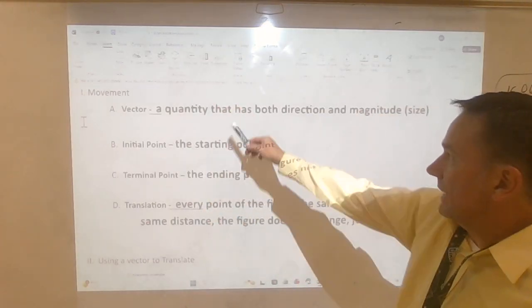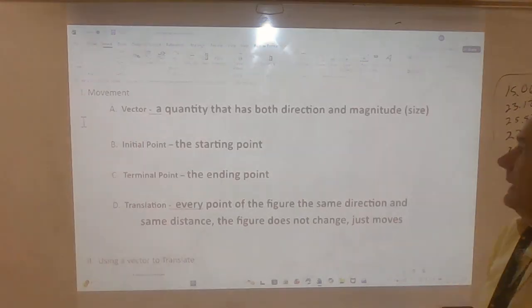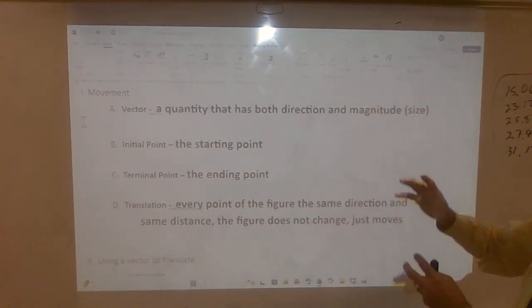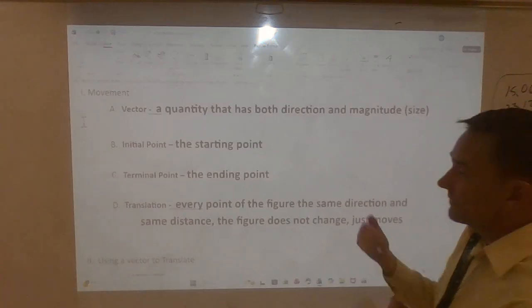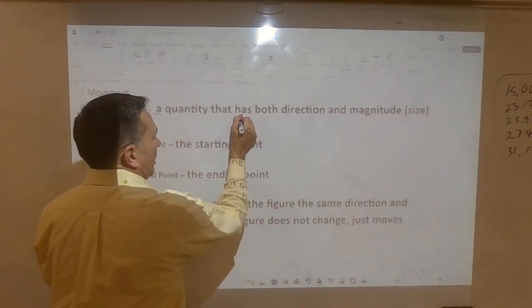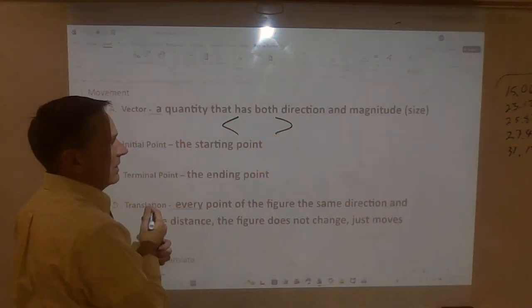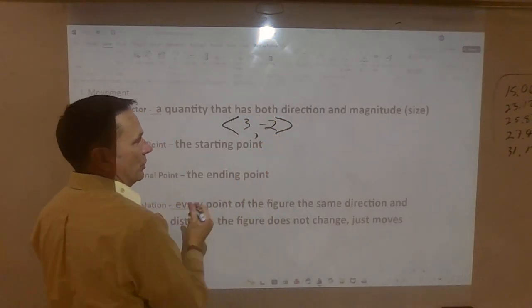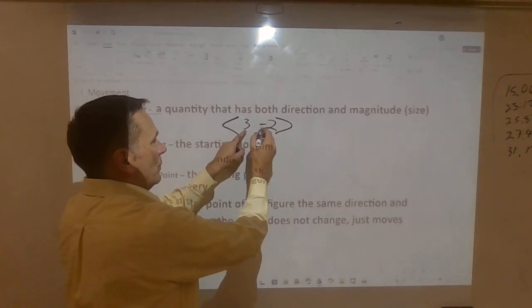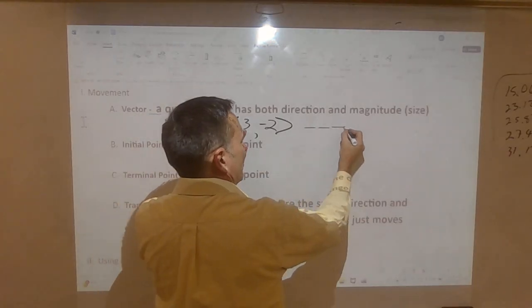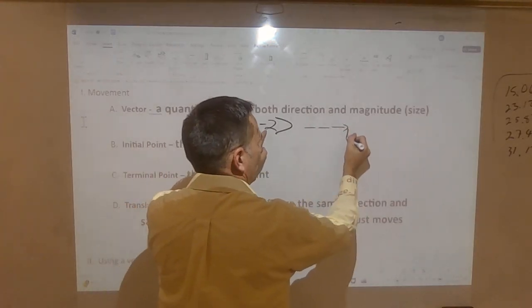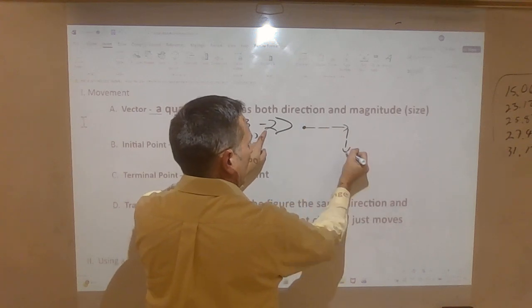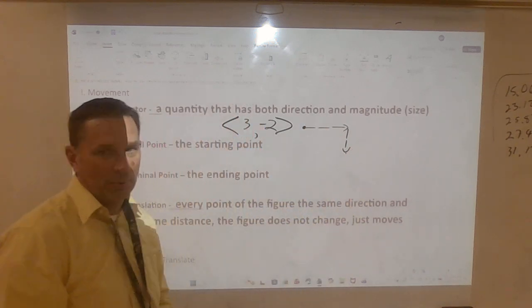The first one being a vector. Now, this has a quantity that has both direction and magnitude, which is also size or how long something is. We can just differentiate that vector with something like this, where if we have 3 comma -2, this is saying we're going to move this 3 spaces to the right and 2 spaces down. So the point here, we go from here to here in our coordinate plane.